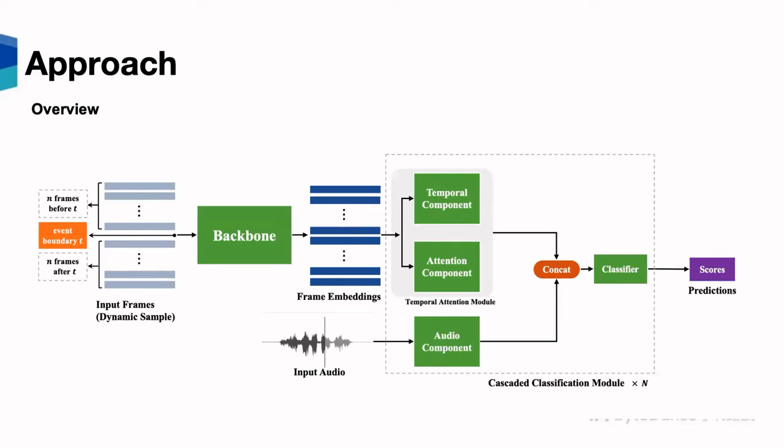This is the overview of our approach. At each candidate boundary position time t, we organize n frames before and after t to construct a video clip as our network input. The network aims at classifying whether the candidate time position is the event boundary or not. In detail, our approach consists of 5 components: dynamic sampling strategy, visual feature extraction backbone, temporal attention model, audio model, and a cascaded classification model.